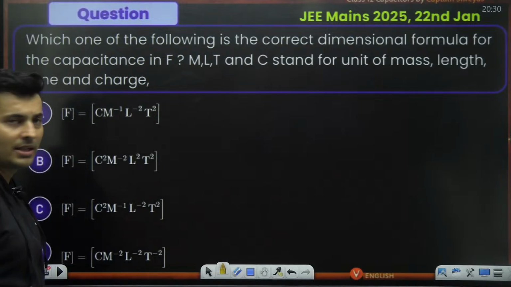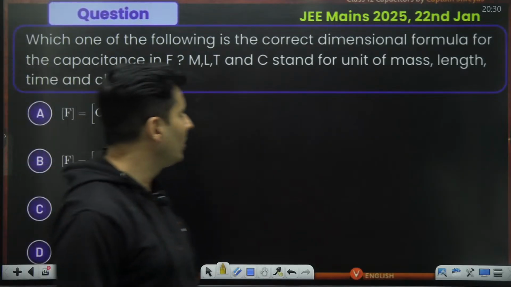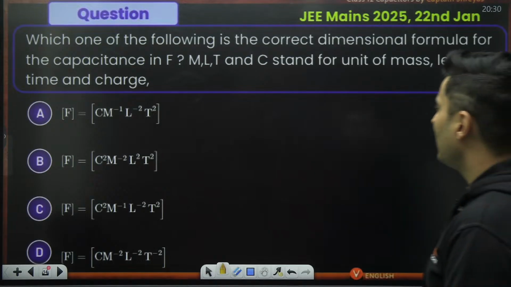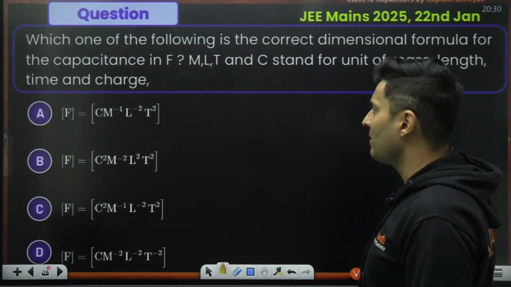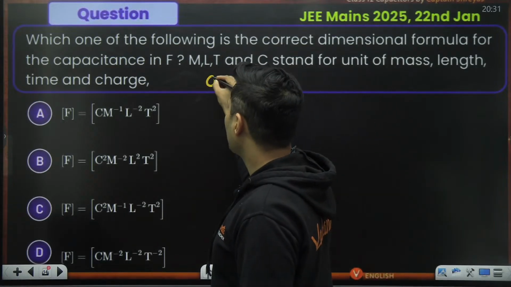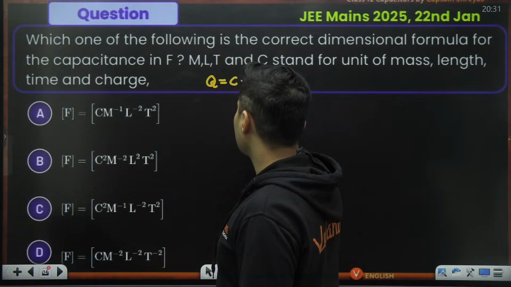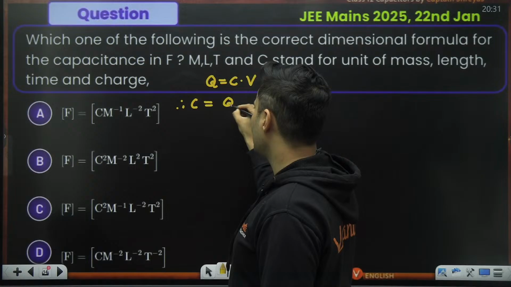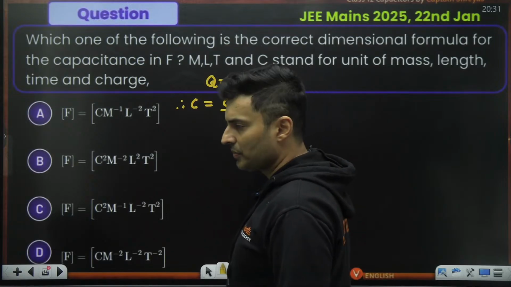Wow, this is a JEE Mains question. Which one of the following is the correct dimensional formula of the capacitance in farad? MLTC stands for mass, length, time, and charge. Okay, let's start with it. We know that Q is equal to capacitance into voltage. Therefore, capacitance will be nothing but the charge divided by the voltage.